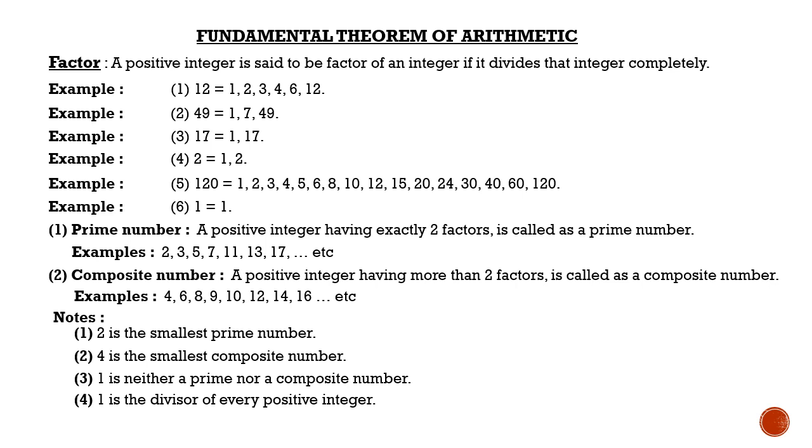So first of all, we have studied factors. Factors are nothing but divisors of a positive integer. Prime numbers are the numbers having exactly 2 factors, and composite numbers are the numbers having more than 2 factors. Getting it? Let us start with the next part of this chapter.